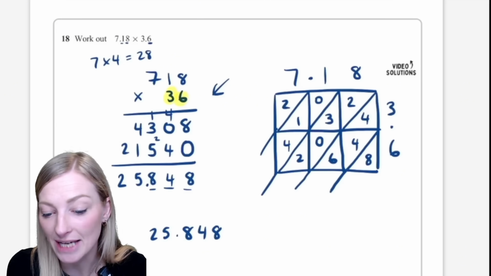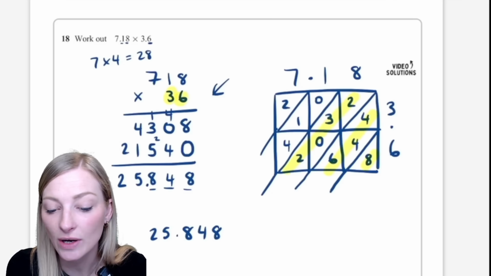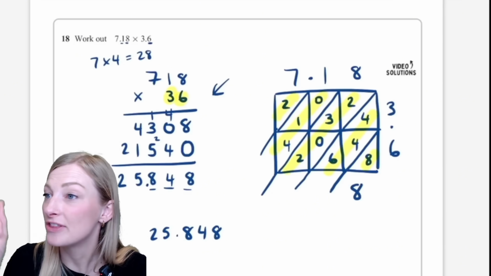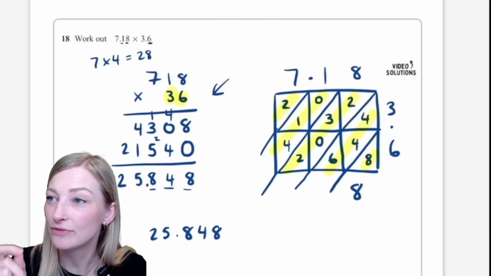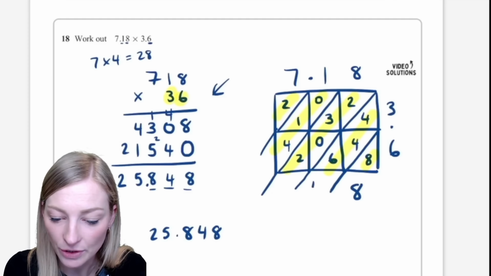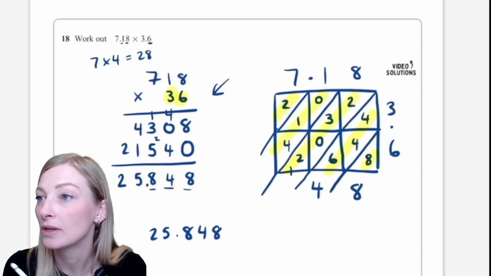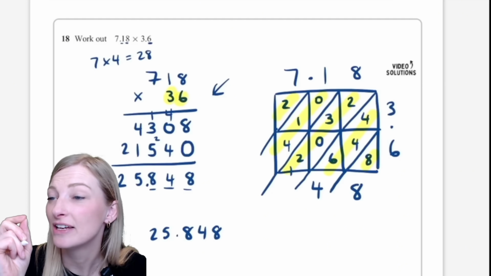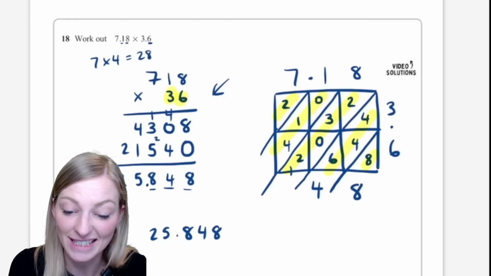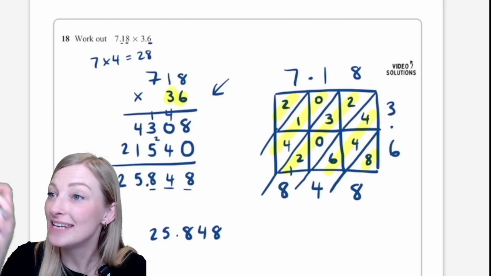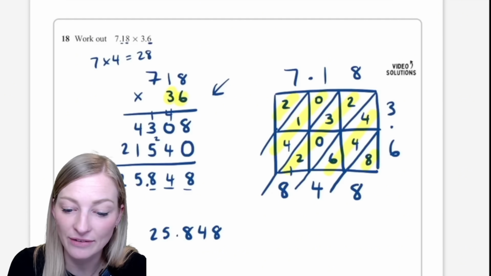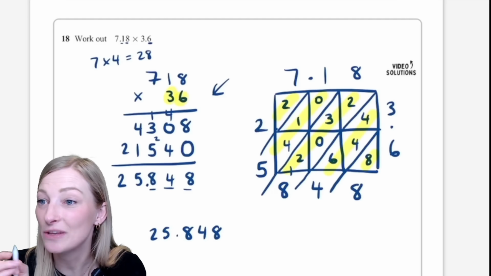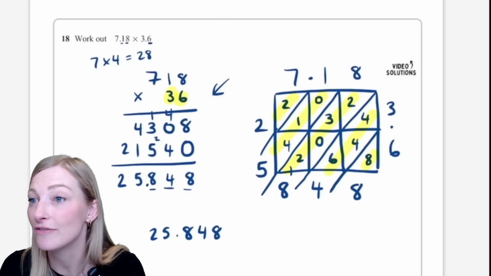I now need you to add down each diagonal strip. So we're just going to do 8 here. For the next diagonal section, 6 add 4 is 14. So 4, carry the 1. In the next diagonal section, 2 add 3 is 5, add 2 is 7, add 1 is 8. In the next diagonal section, 0 add 1 add 4 is 5, and then we've just got a 2 there. And you can see that we get the same digits, 2, 5, 8, 4, 8.